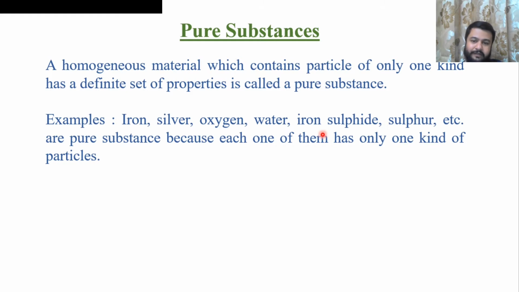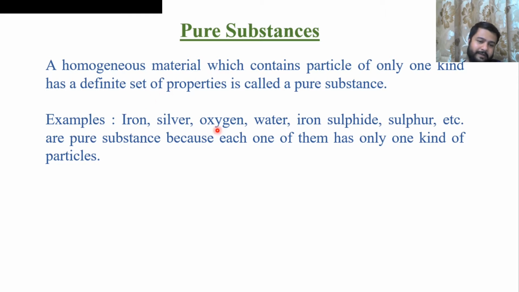Same with the iron sulfide, same with SO2, same with carbon dioxide, same with CuSO4. CuSO4 has three type of elements, but CuSO4 always combined together in that form. So we can say that these all are pure substances. I'm again repeating. For pure substances, we have to remember three things. The first one is homogeneous material. Second one is contains particles of only one kind, which has a definite set of properties.